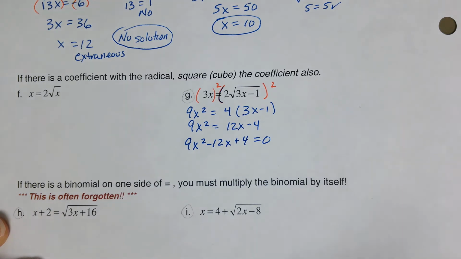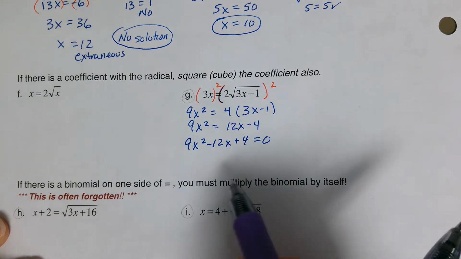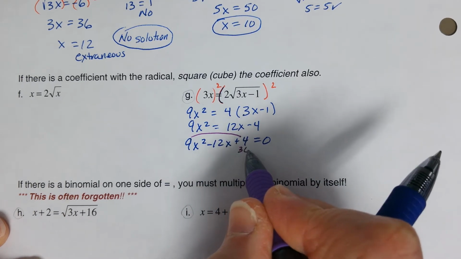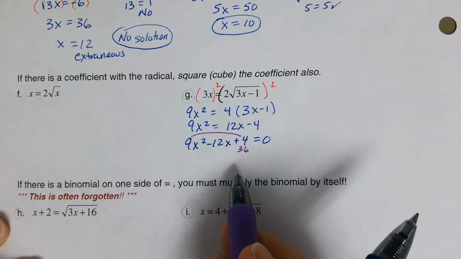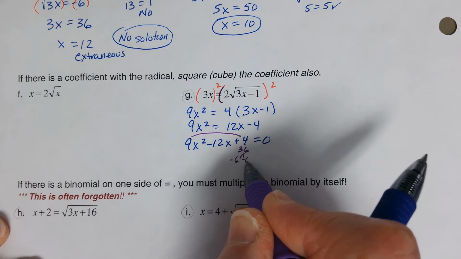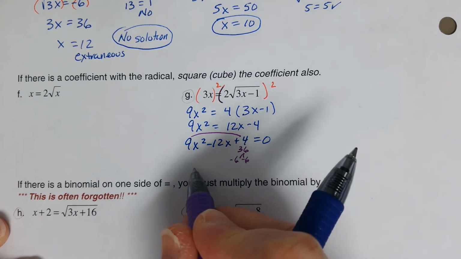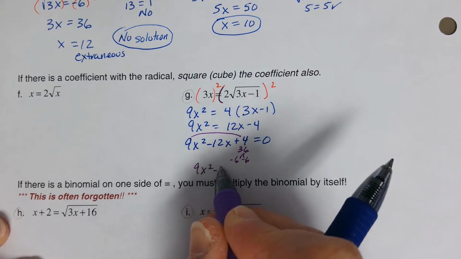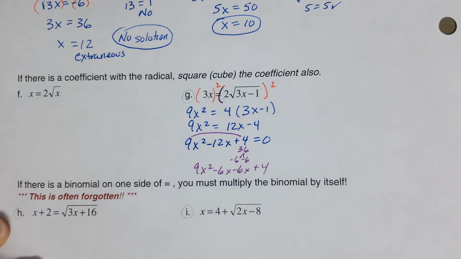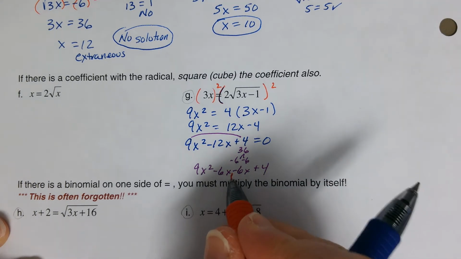It's in standard form. I'll try factoring with rainbow first, right? 9 times 4 is 36. Factors of 36 that sum to negative 12: negative 6 and negative 6. So we have 9x squared minus 6x minus 6x plus 4. We split.